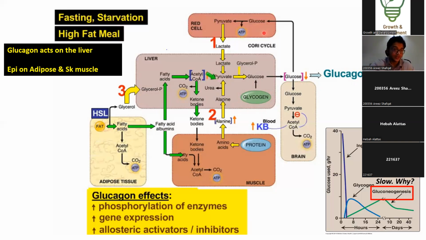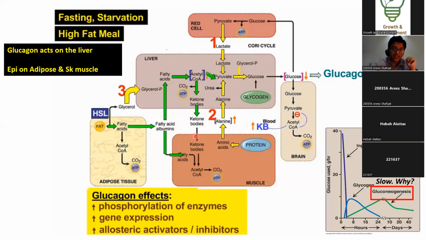One source, as I told you, is the red blood cell, which can only carry out glycolysis. The pyruvate that the red blood cell generates is converted into lactate. The lactate goes into the liver. The lactate is regenerated into pyruvate, which is used for gluconeogenesis. That's the first pathway of producing pyruvate for gluconeogenesis.